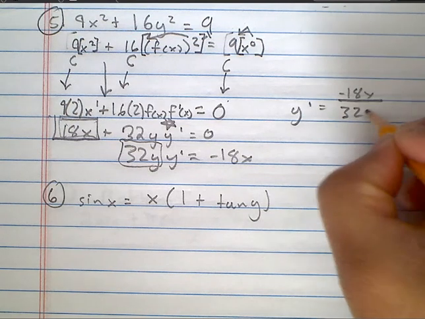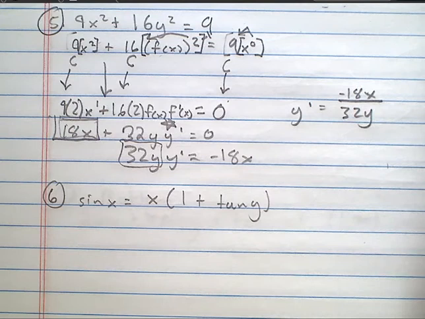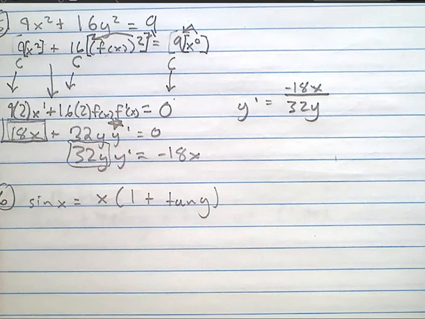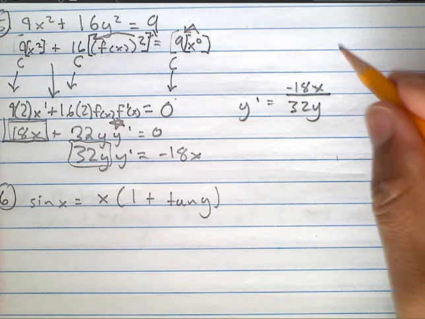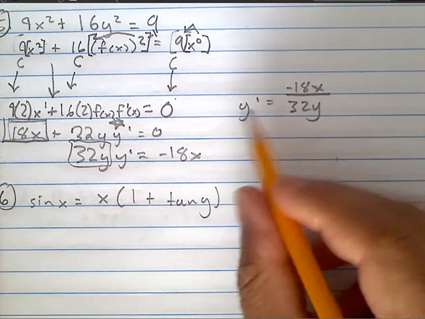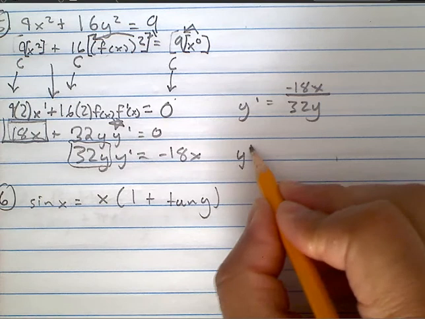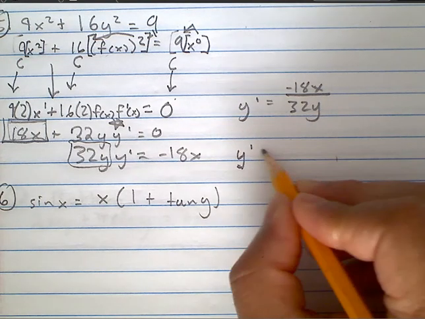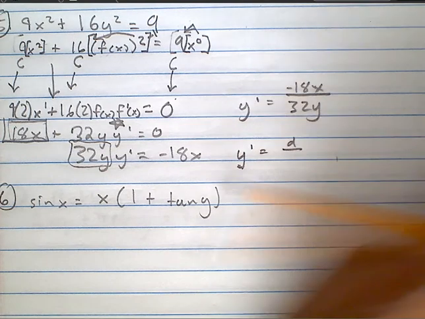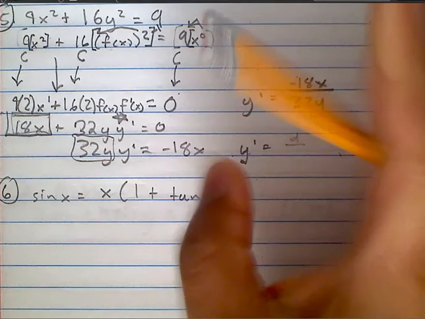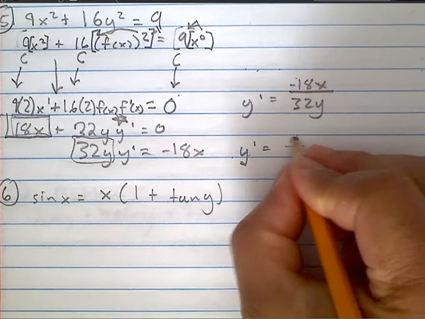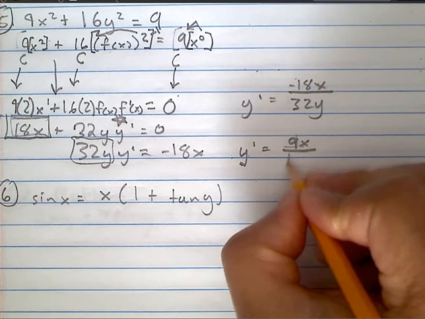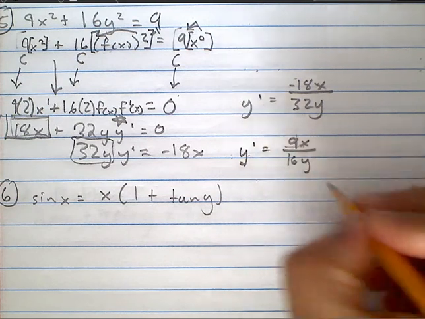It's not super important to simplify, but it's kind of like a pride thing. So have some pride in your fractions. If you don't have pride in your fractions, you're not going to do as well as you normally would. Let's get them simplified. So this becomes 9x over, 2 into that is 16. Negative 9x over 16y.